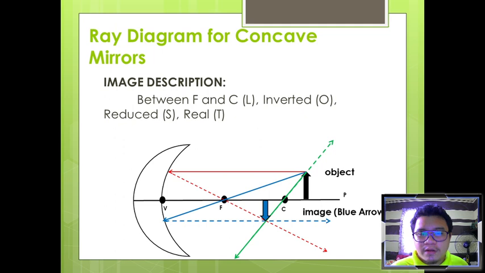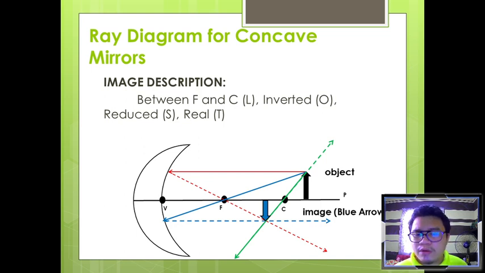And next we have the orientation. It's inverted. So why do I know that it's an inverted image? It's because my intersection happens below the principal axis. Compared to my object, it will be inverted because it's found below the principal axis. Okay? That's why I know it's inverted. But if the intersection happened somewhere above the principal axis, then it will not be inverted anymore, but it will be an upright image.